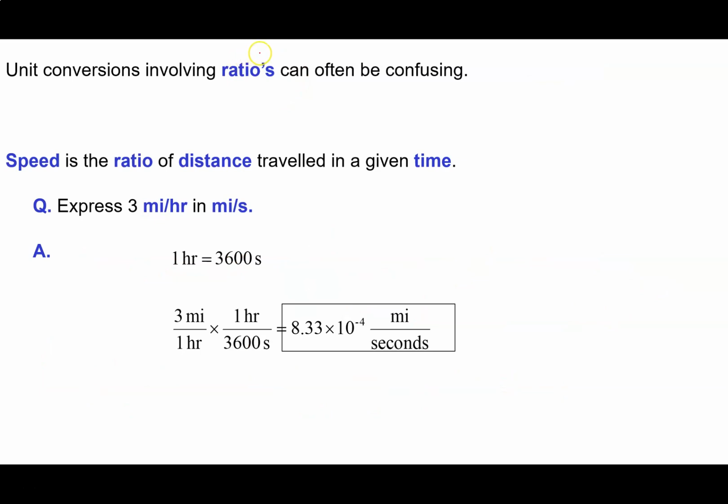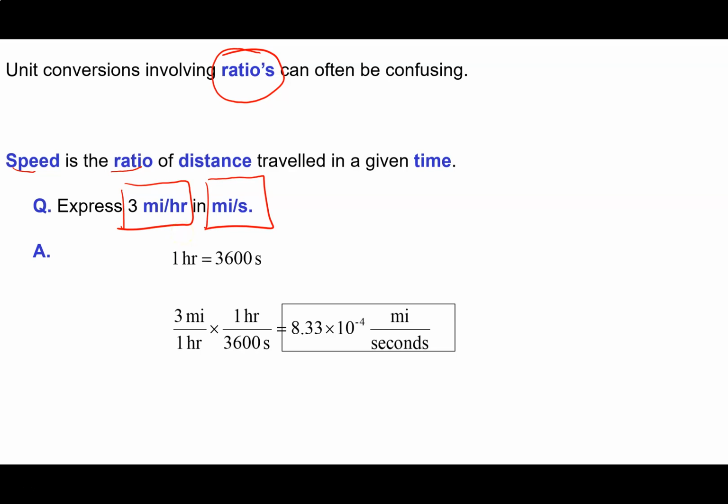Sometimes we're going to have a unit that's a ratio, and common ratios in chemistry include things like speed, concentrations, or sometimes a rate of change, something happening per second, per hour, per day, things like that. So speed is the ratio of distance traveled in a given time, and you're probably familiar with this concept. And so this question asks us to convert 3 miles per hour into miles per second.